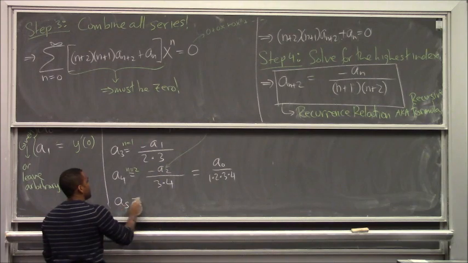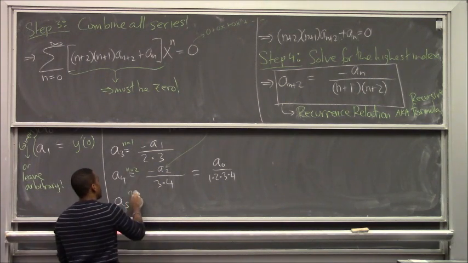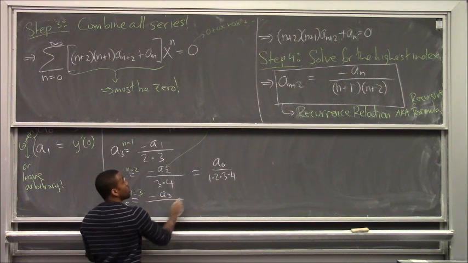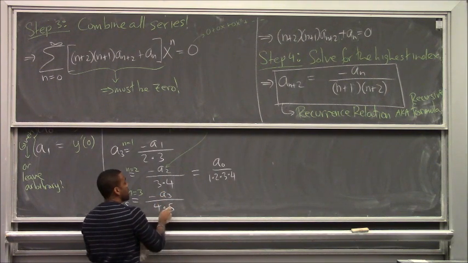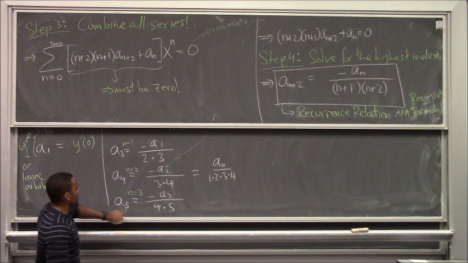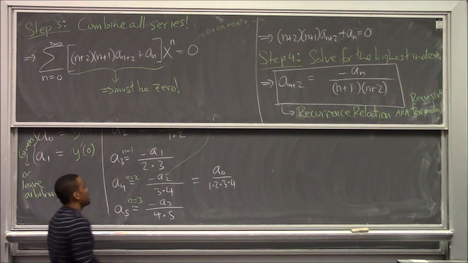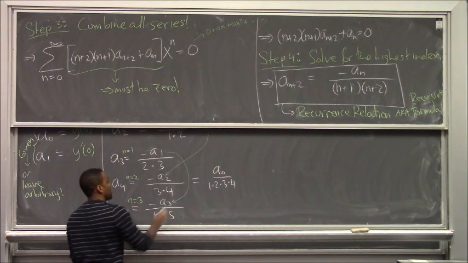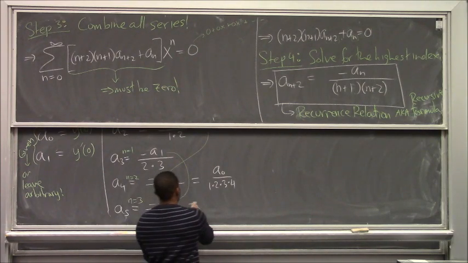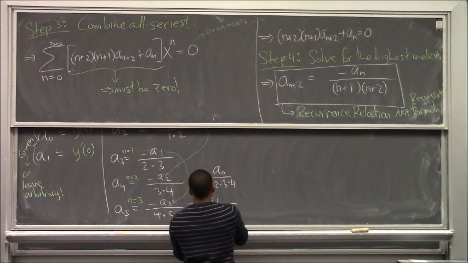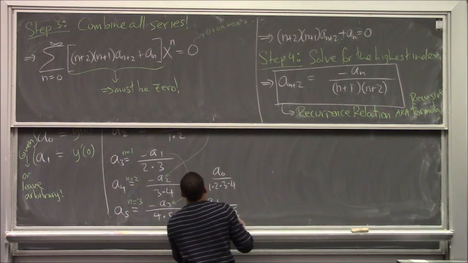My A5, this is when I plug in n equals 3. That's going to be minus A3 over 4 times 5. I don't want A3, I want everyone in terms of A0 and A1. So I go back to A3. It's this guy I'm going to plug into here. Then I will get positive A1 over 2 times 3 times 4 times 5.